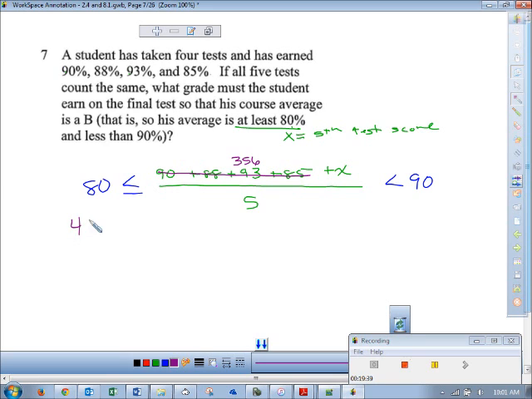So wouldn't that be 400 less than or equal to 356 plus x less than 450? Right? All 3 places times 5. With me? Then subtract 356 from both sides. Or all 3 places, I should say. And what do we got? 44. Is that right?